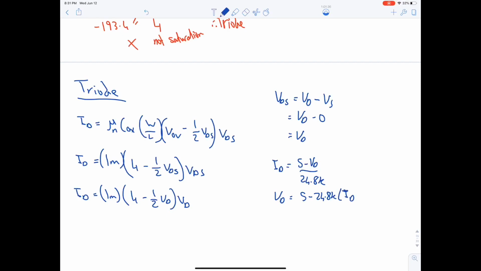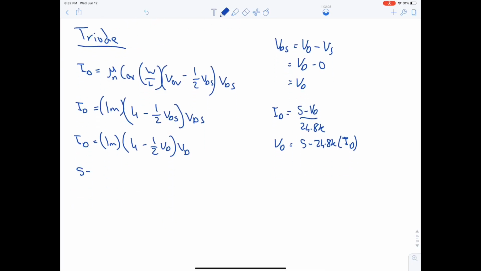Now, which is simpler? To replace ID with 5 minus VD over 24.8K, or replace every VD with this entire thing? No, I think this is simpler, right? Because here it's lengthy first of all, and then you have to multiply them together, so it will be complicated in terms of math. Okay, so ID will become 5 minus VD over 24.8K equal to 1 milli for VD minus half VD squared.